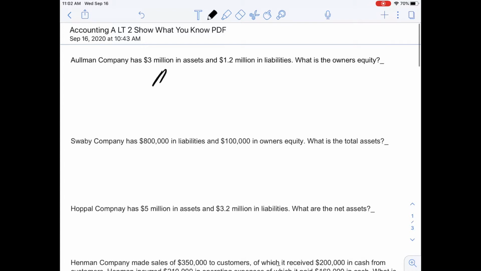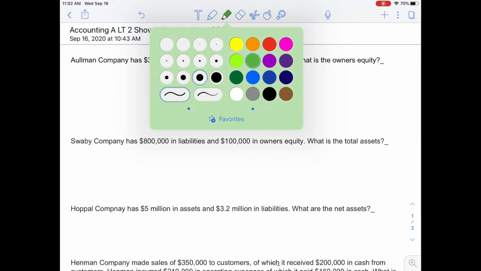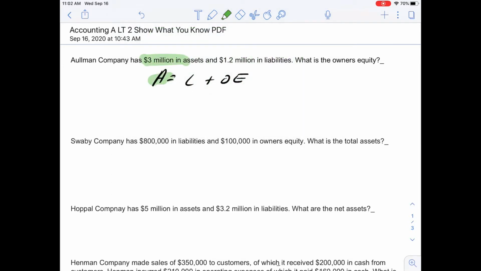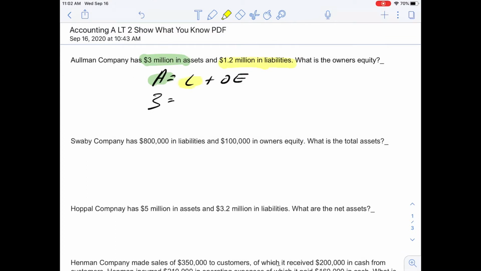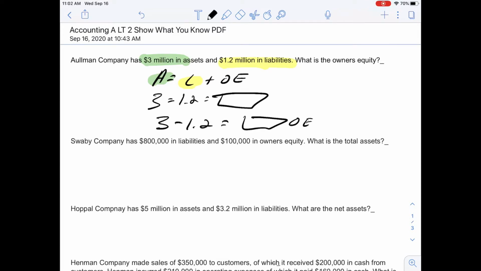The accounting equation is assets equals liabilities plus owner's equity. In our first example, our assets, which I'm going to put in green, are $3 million. So I'm going to take my $3 million, which equals my liabilities, which is yellow, which is 1.2, plus the number I have to find. To do simple math to figure this out, 3 minus 1.2 will get me my owner's equity.